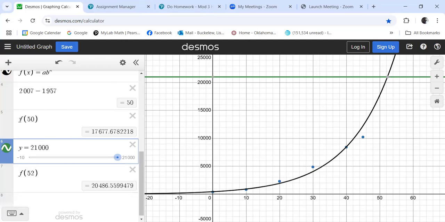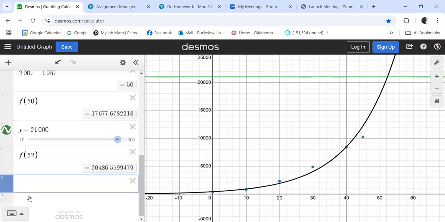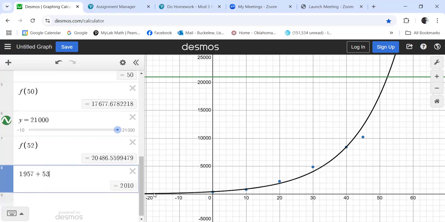So 1957 was our start year, and then we're going to add 53. So the year 2010. That will be the year during which the incomes will reach that 21 trillion mark, which looks like 21,000 on the graph here.